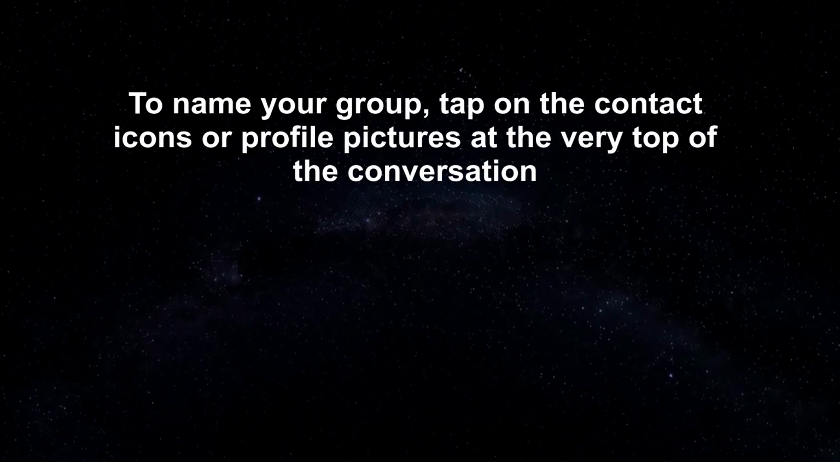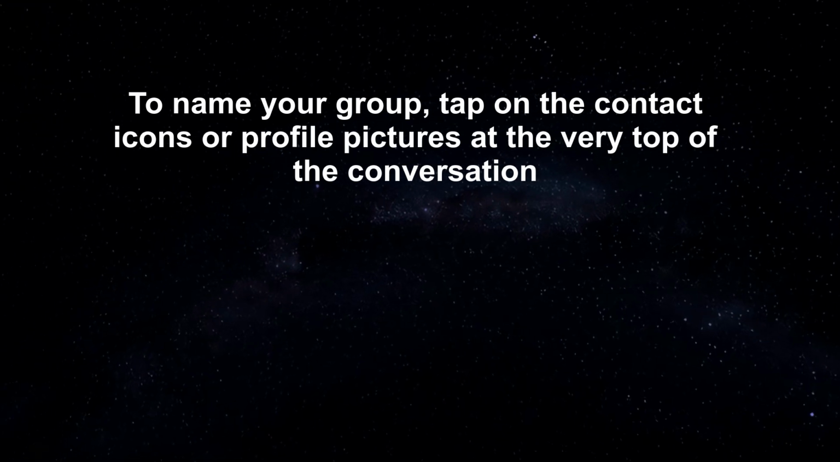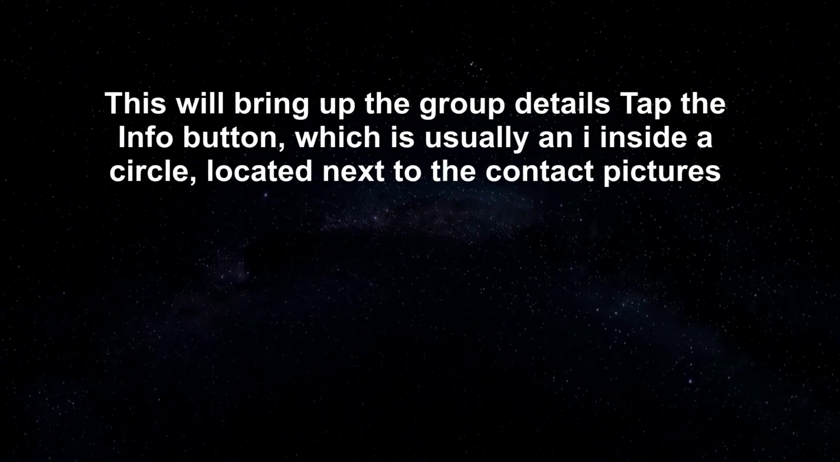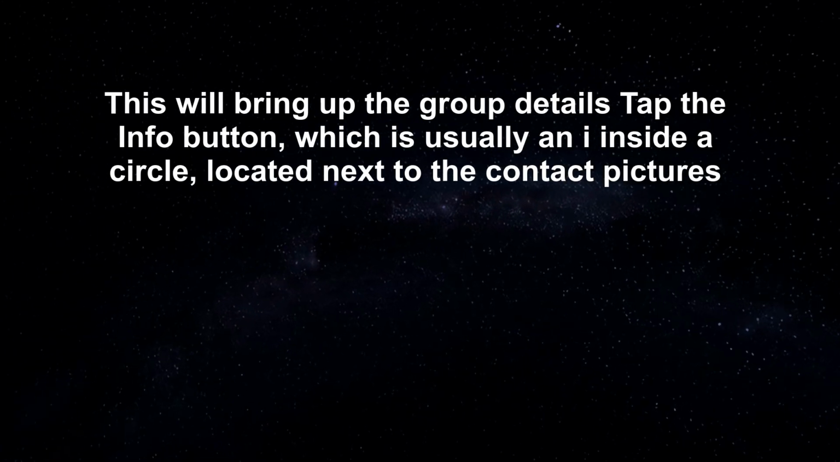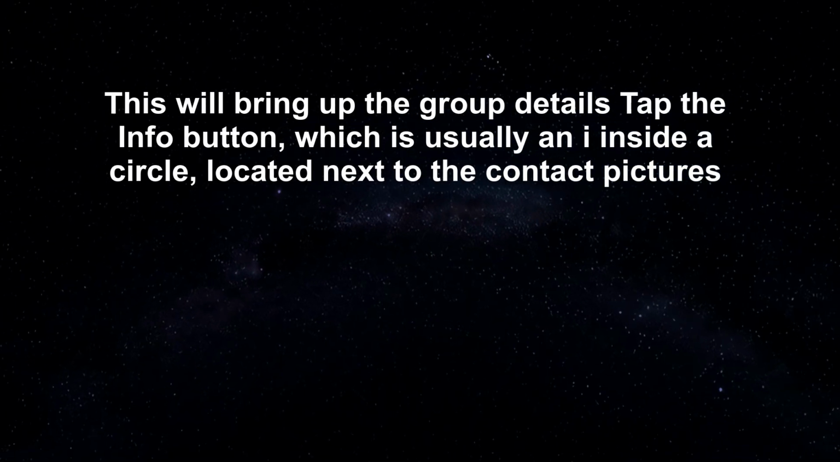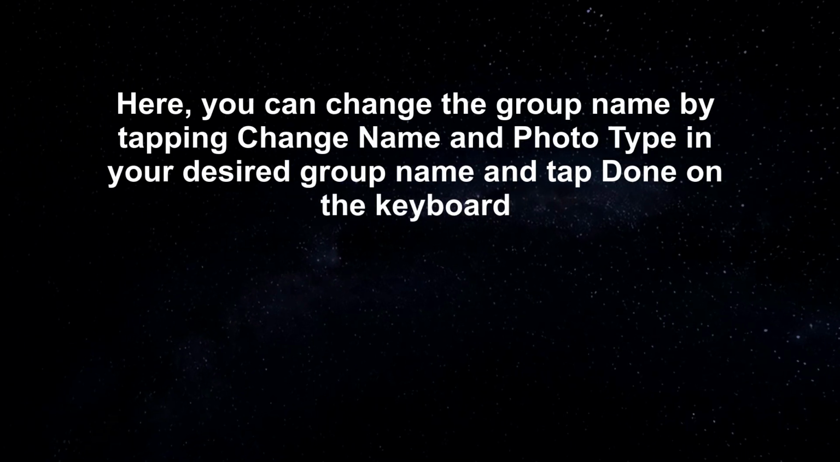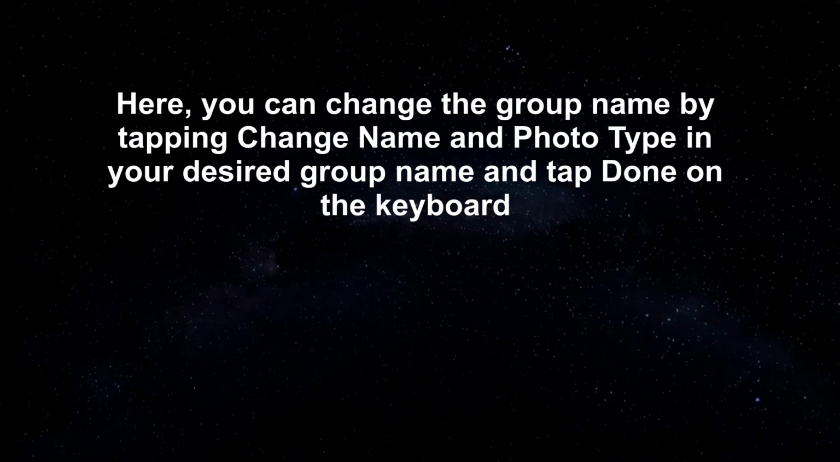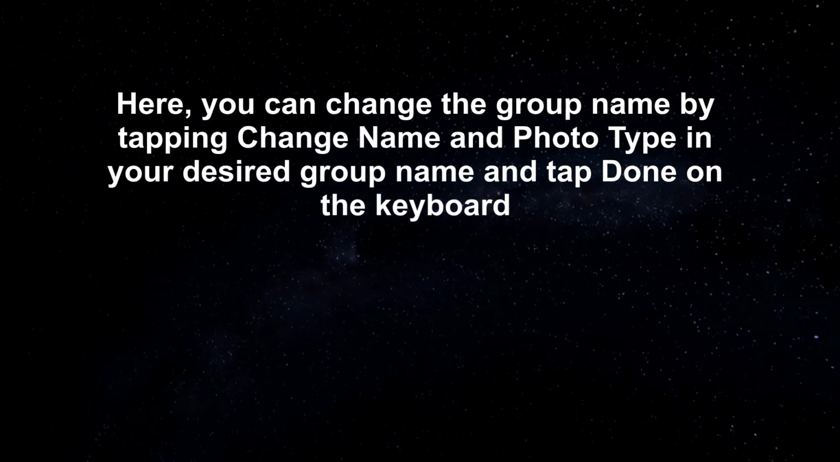To name your group, tap on the contact icons or profile pictures at the very top of the conversation. This will bring up the group details. Tap the Info button, which is usually an eye inside a circle located next to the contact pictures. Here, you can change the group name by tapping Change Name and Photo. Type in your desired group name and tap Done on the keyboard.